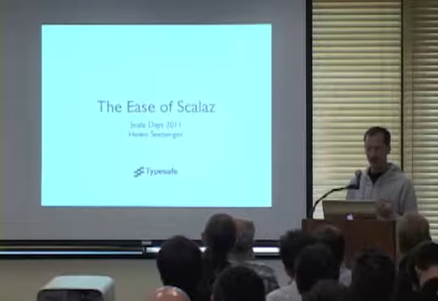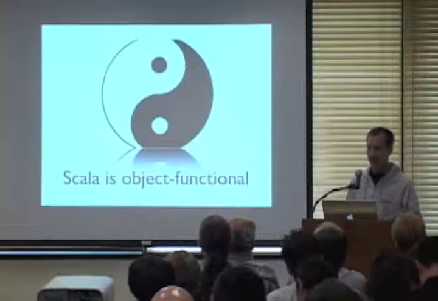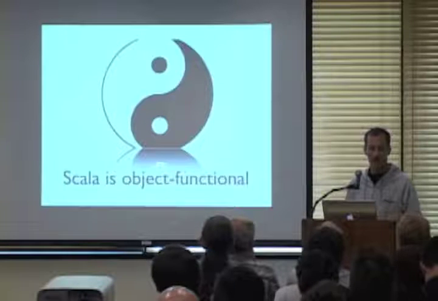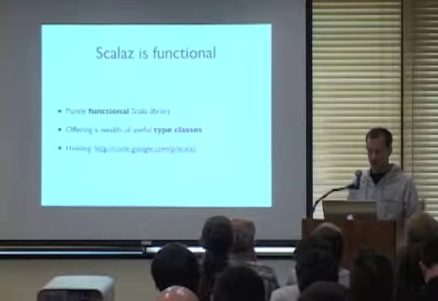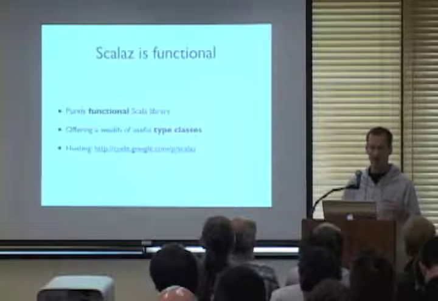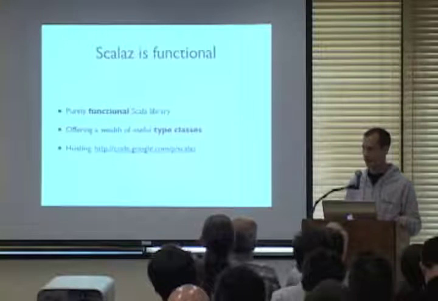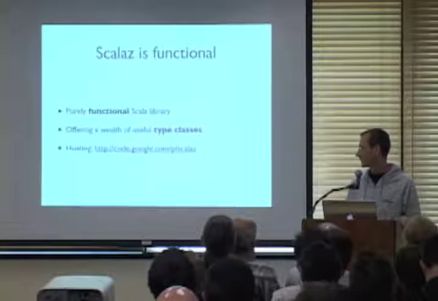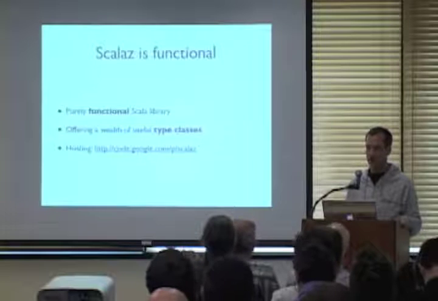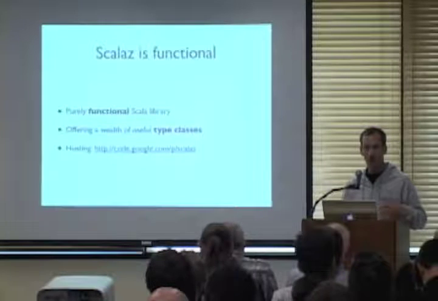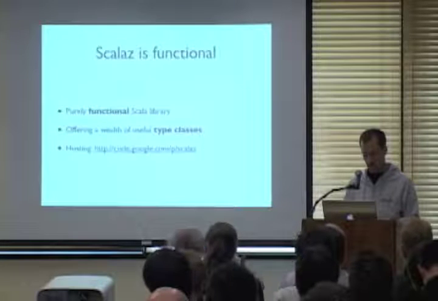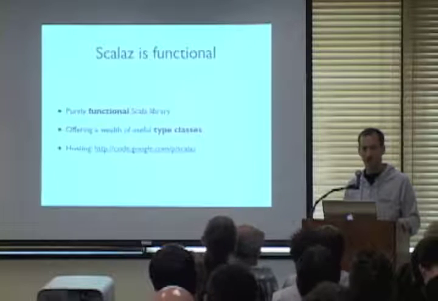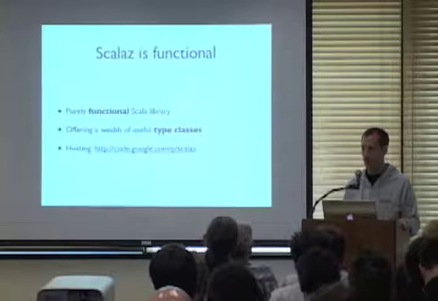I want to talk to you about the ease of Scalaz. We all know that Scala is an object functional language, so why do we need another library? Why do we need Scalaz? What is Scalaz? Well, it's purely functional, so that's the difference to the Scala libraries. It offers a lot of cool things, data structures, and especially type classes that bring a whole machinery of nice features. It is a Google Code project, so it is an open source project, and actually the source code can be found on GitHub since, I don't know, 1 year or so.